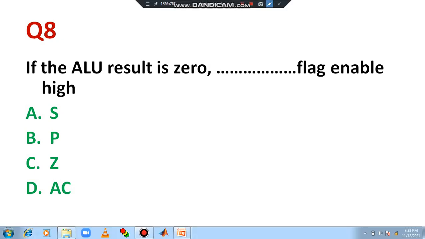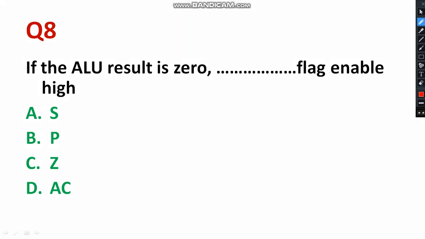Let me discuss question number 8. If the ALU result is 0, dash flag is enabled high. So this is related to the zero flag. In case of the zero flag, if the ALU operation result is 0, then Z is equal to 1. If the result is non-zero, then Z indicates 0. Once again, if the ALU operation value is equal to 0, Z will be enabled, set high. If the result is non-zero, then Z will be 0. So hope you understood.